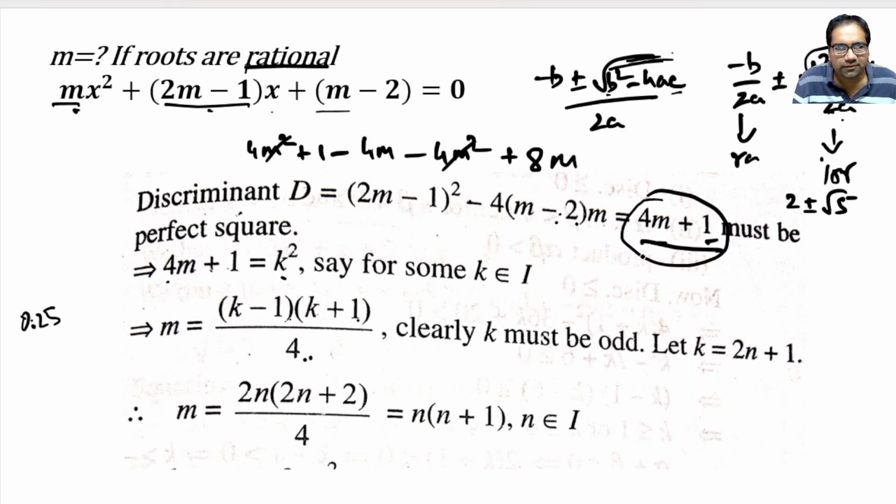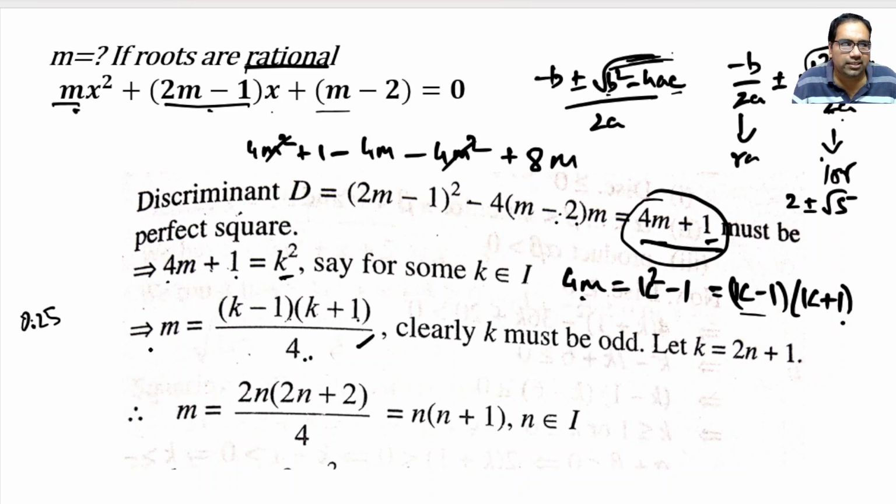So if it has to be a perfect square, it has to be a square of some integer. Let us assume that integer is k. 4m plus 1 should be k square, and k should also be an integer. That's fine. Now what does that mean? 4m is equal to k square minus 1. We are taking this one to the other side, which is like a square minus b square, a minus b into a plus b: k minus 1 into k plus 1. That means m equals (k minus 1) into (k plus 1) by 4.